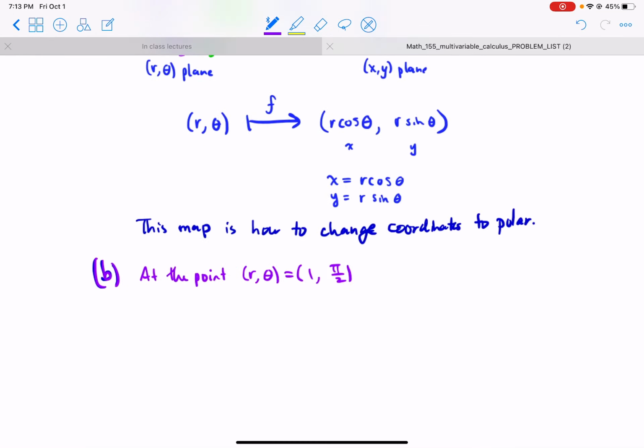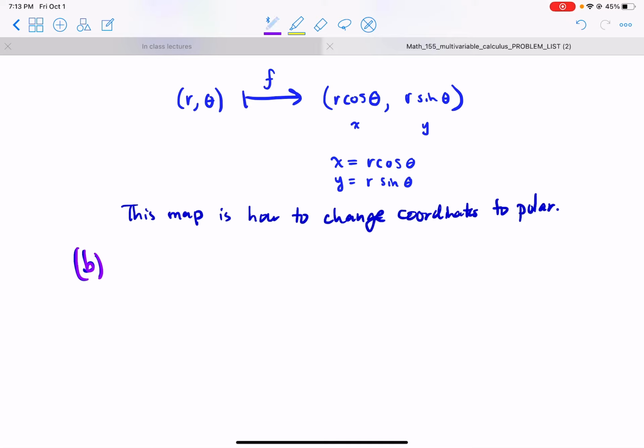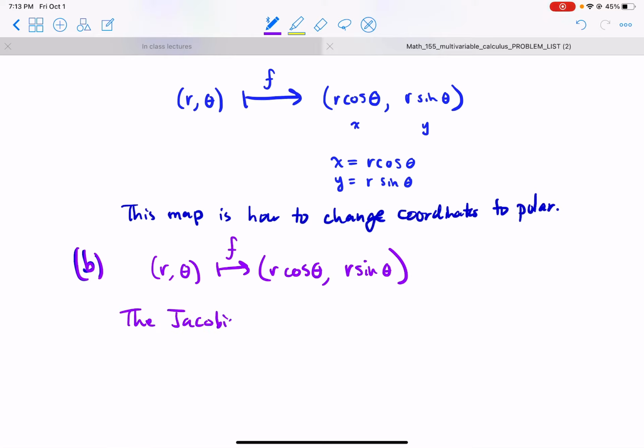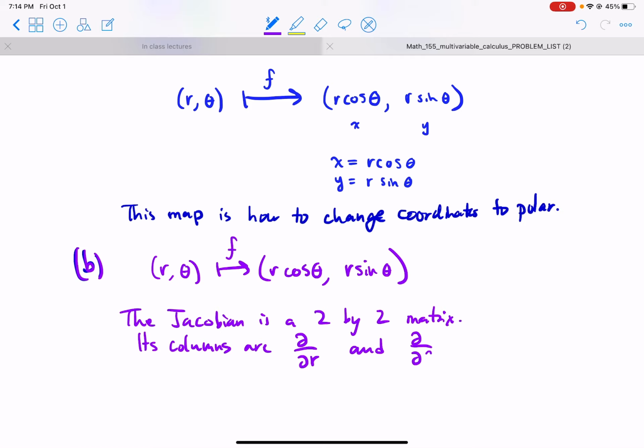calculate the derivative. Okay, so first, what's our map? Our map sends r theta to r cos theta, r sine theta. The Jacobian is a 2 by 2 matrix. In this case, it's 2 by 2. Its columns are coming from d by dr and d by d theta, the first and second input variables.